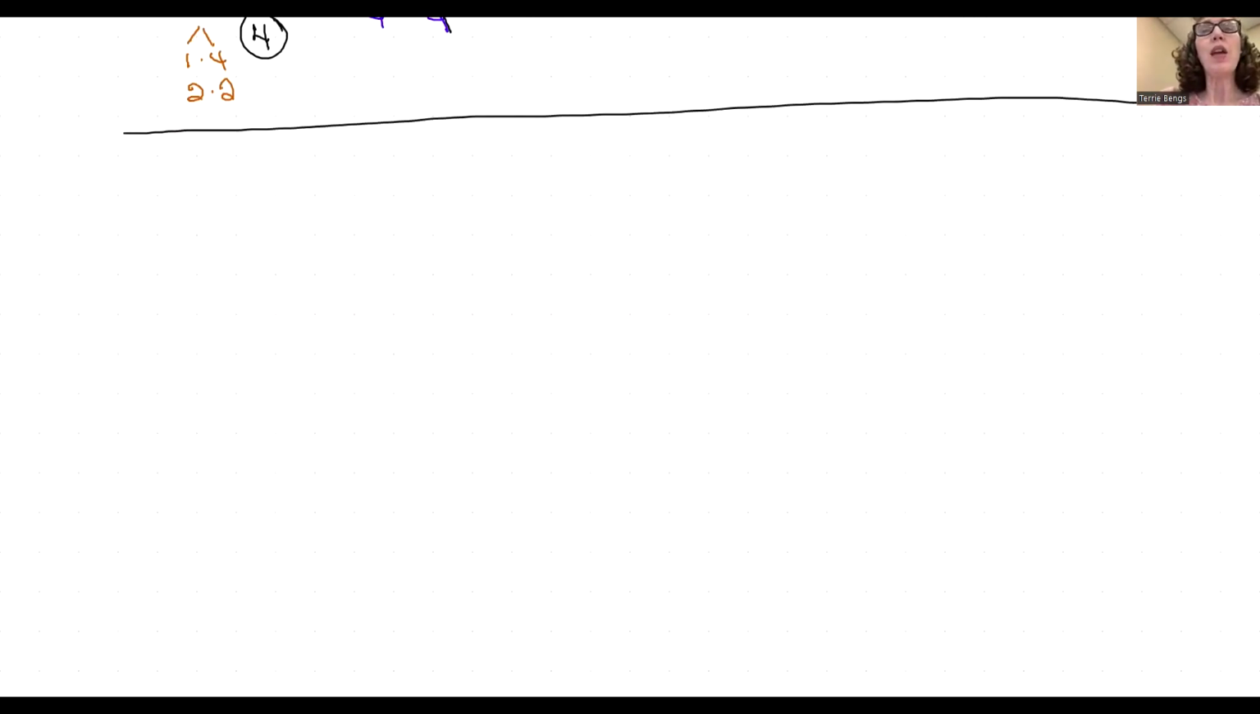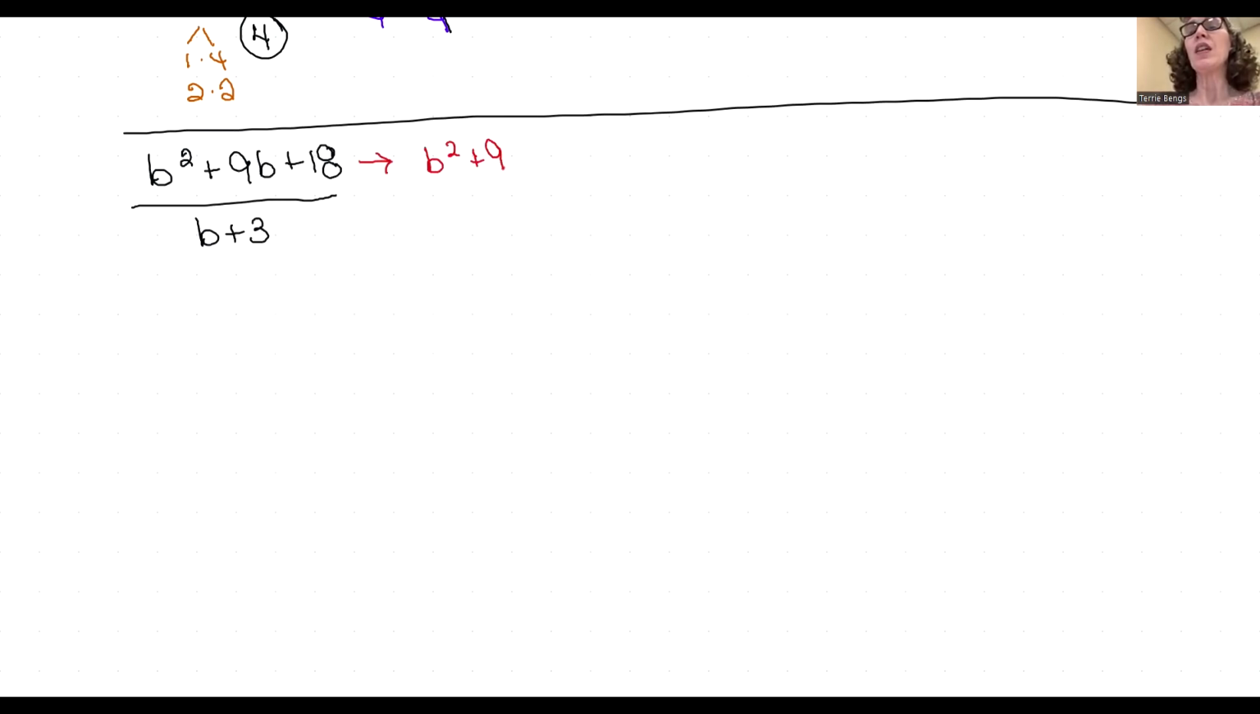Let's say this time we have b squared plus 9b plus 18 all over b plus 3. Okay, so the same thing. We want to factor the top and then factor the bottom and then put them on top of each other and see what we can cancel. So let's move the top over here. So we have b squared plus 9b plus 18. And we look and see if there's anything in common.